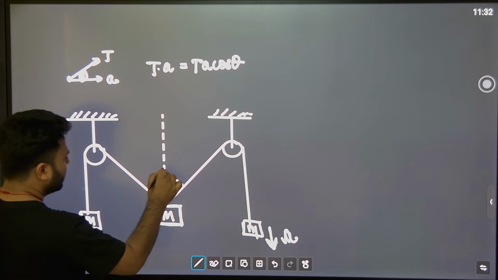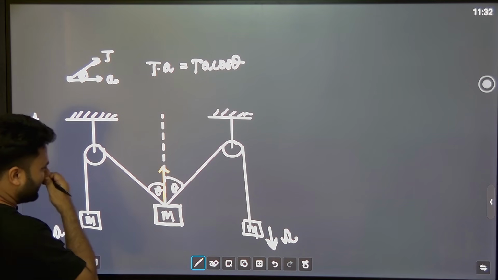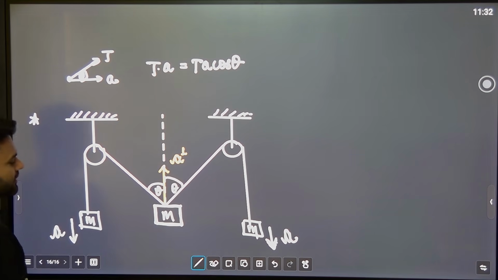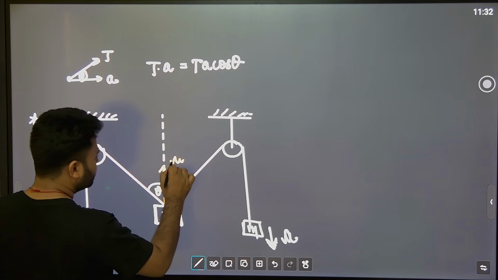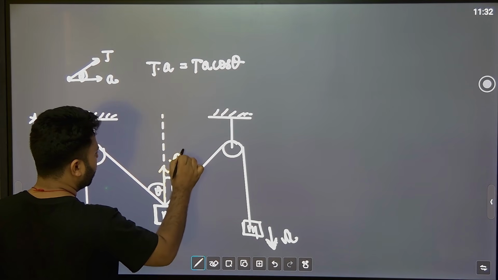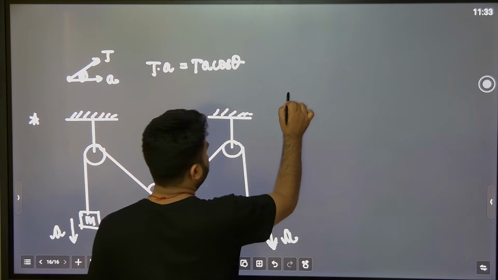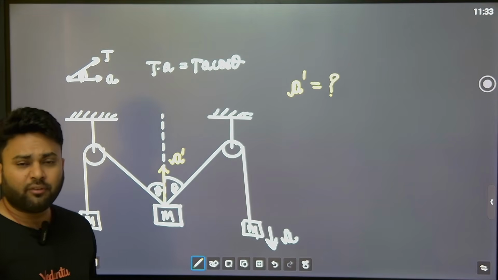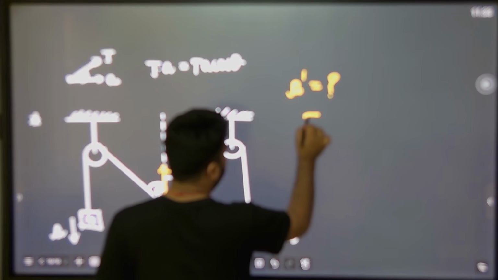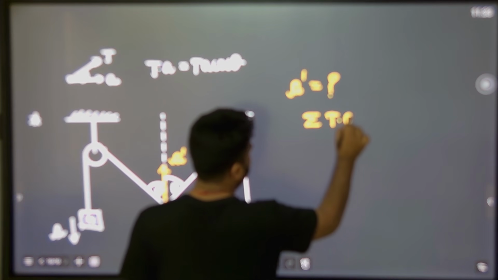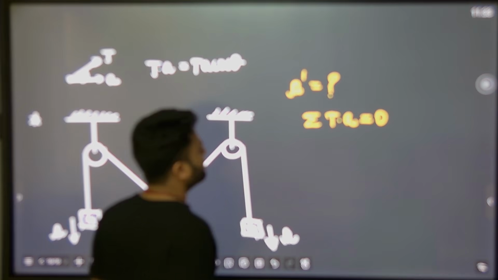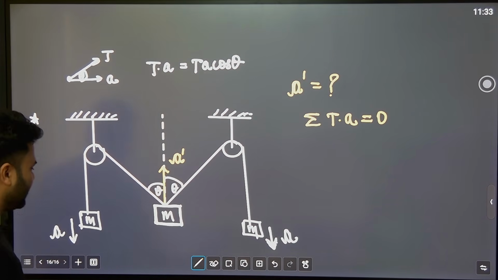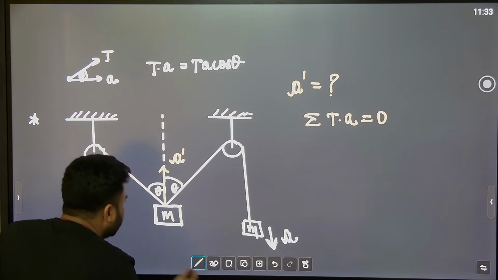We have to find the acceleration of this. Suppose I am writing a dash. The question is find a dash. So you will use that relation, that summation of T dot A equals 0. Always remember, we have to remember this formula, and the rest of the question will be easy. Achha, this is clear now. If you pull this down, this will go up.